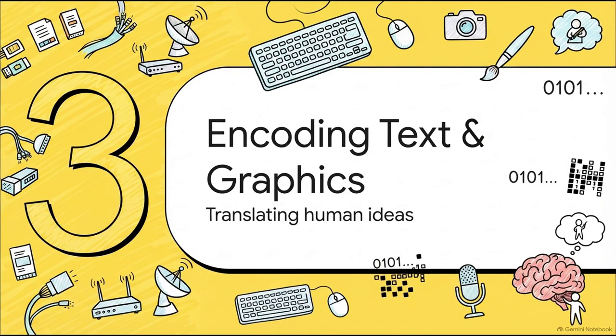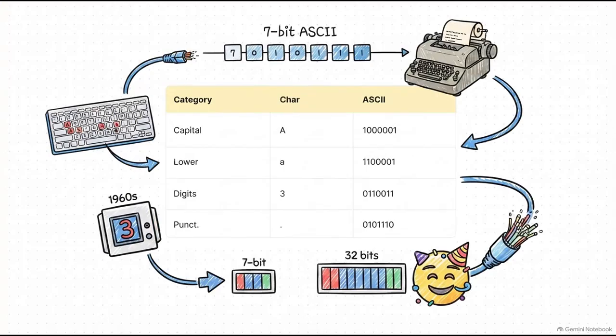Section 3. Encoding text and graphics. Translating human ideas. Now, what's really interesting here is how perfectly organized this translation is. We use something called ASCII, a traditional code to represent text data in binary for transmission. Standard ASCII uses 7 bits per character. If you do the math on that, 2 to the 7th power gives us exactly 128 possible characters. That's enough for all your keyboard keystrokes, including the shifted values.